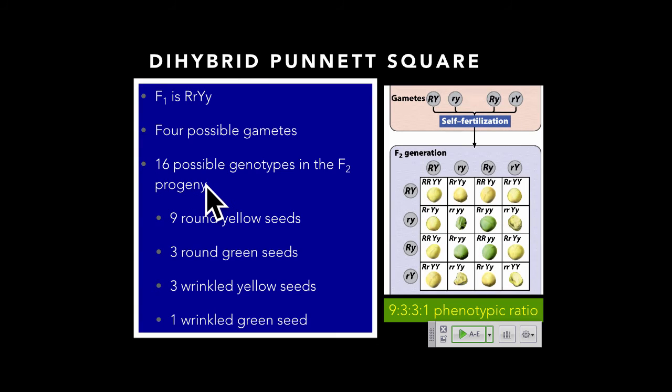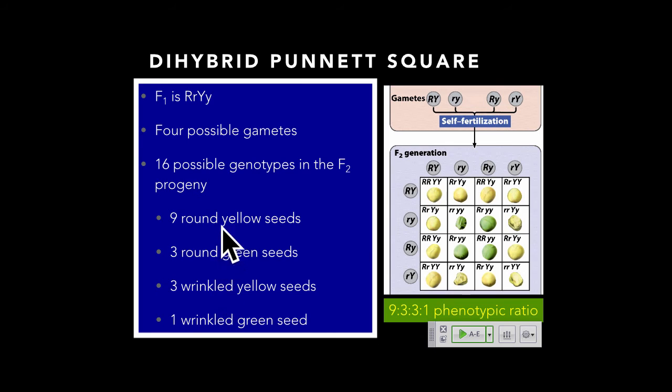And we'll go through this in a second, not one by one. But he's going to find 9 that have both dominant traits, 3 that have one dominant, one recessive trait, 3 that have the other dominant and recessive traits reversed, and 1 out of the 16 that will have both recessive traits.